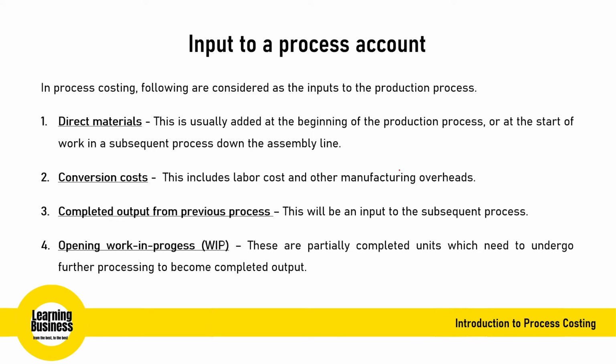So the input to a process account could be in the following forms. It will be the direct raw material. So in our initial example, when we were talking about garments, it can be cloth, thread, all those would fall under direct material. Conversion cost is a broader term that we use which refers to both labor cost and manufacturing overhead. Manufacturing overhead would involve electricity, certain amenities provided, all those fall under manufacturing overheads.